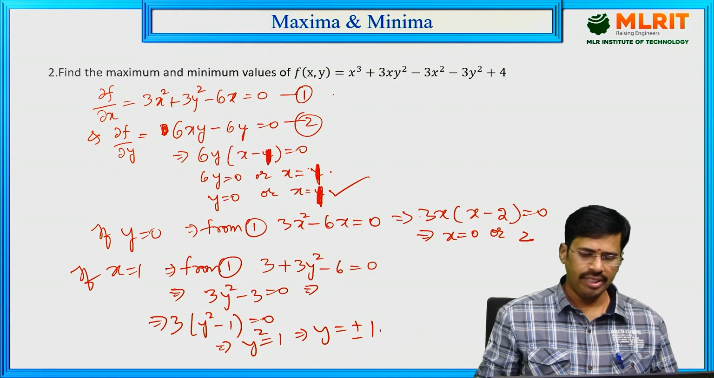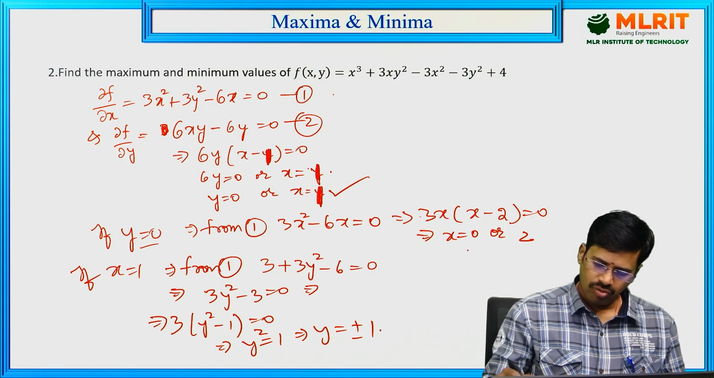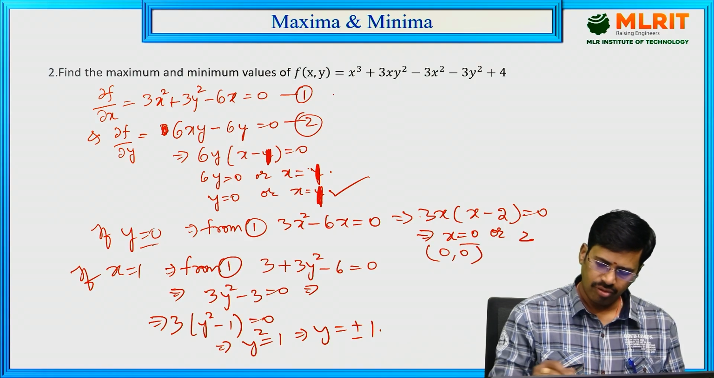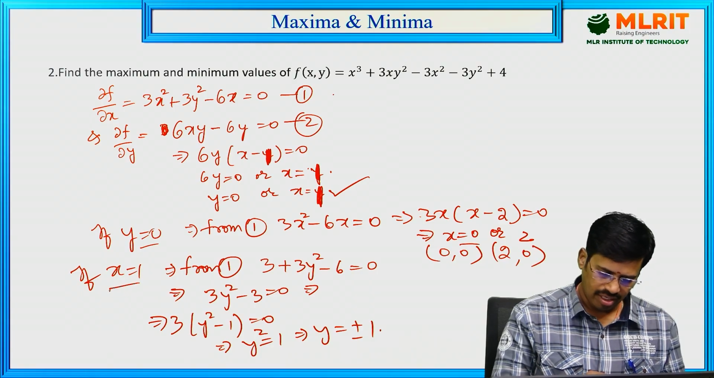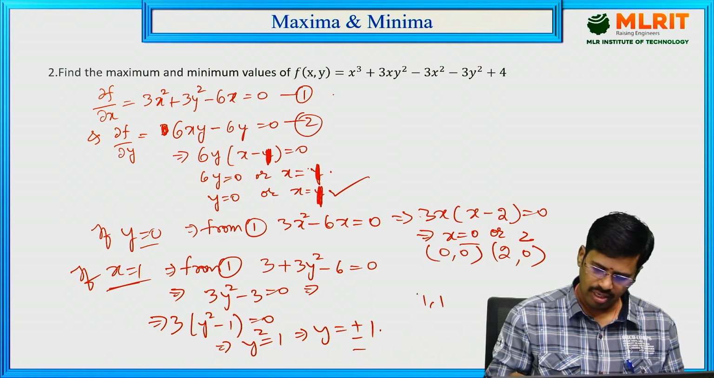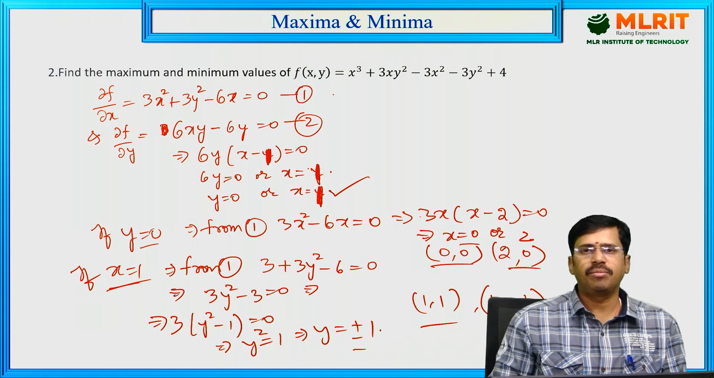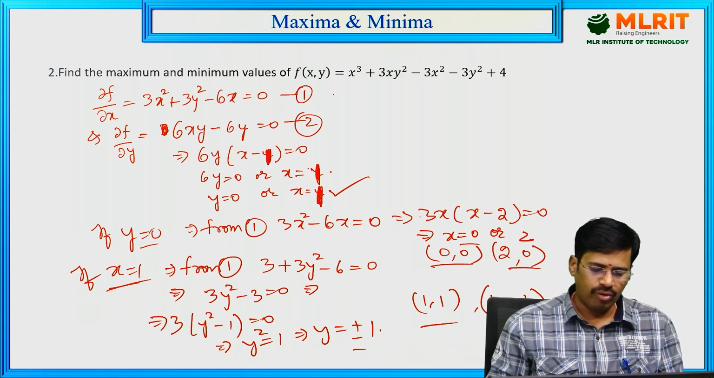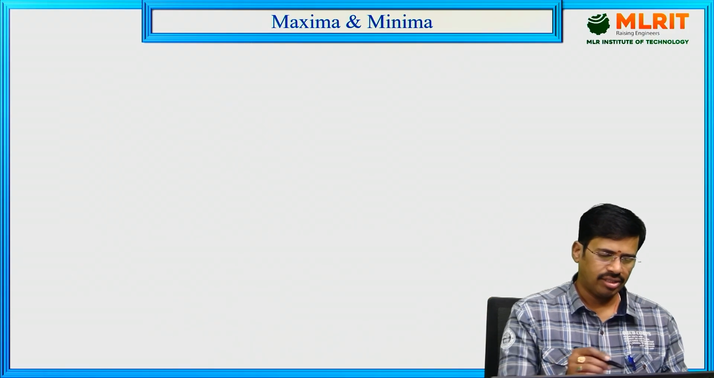So what are the points here we have? If we have y equal to 0, x equal to 0, that is, and if y equal to 0, x equal to 2, so the point is (2, 0). And if x equal to 1, y equal to 1, so (1, 1) and (1, -1). So these are the points. Now at which point we have maximum and at which point we have minimum, that we have to find. So for that we require r, s, t values.